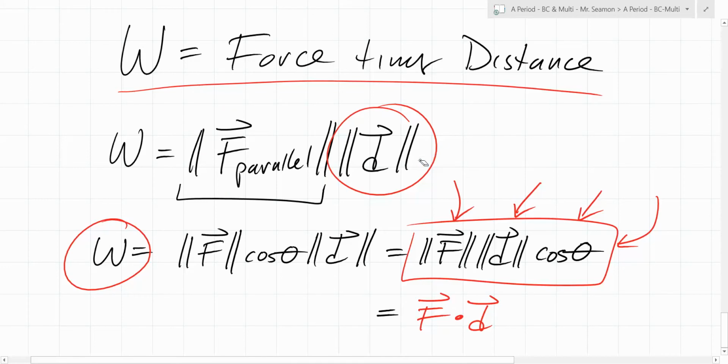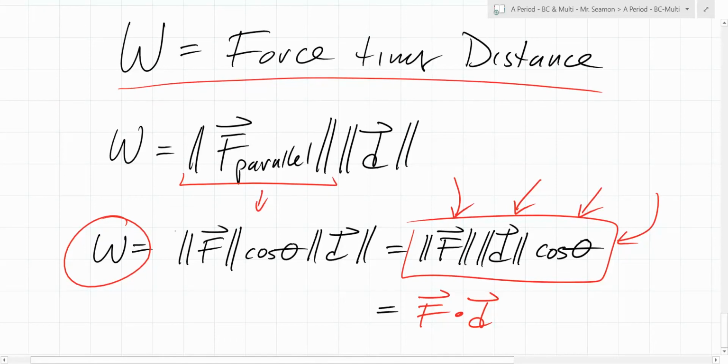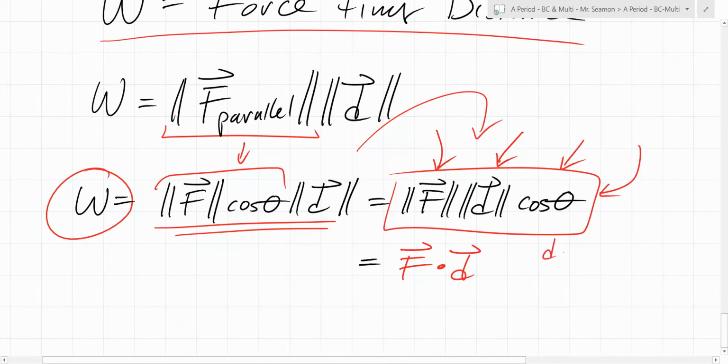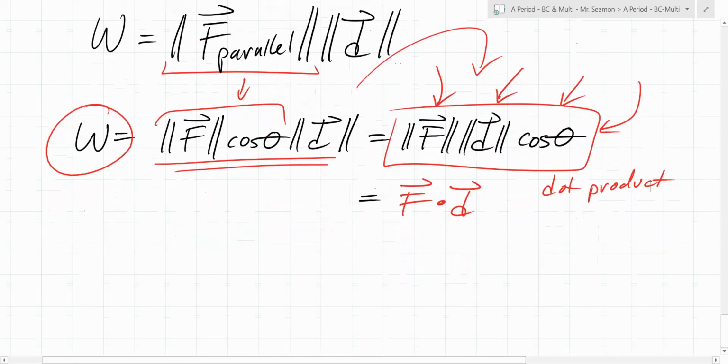But we know that the component in this d direction, this magnitude right here, is equal to the magnitude of f cosine theta. So this just gets replaced right there. But we know that this can be rearranged to this, and this is the definition of dot product. So if you have the actual vectors for force and your displacement, you can dot them to get the work.